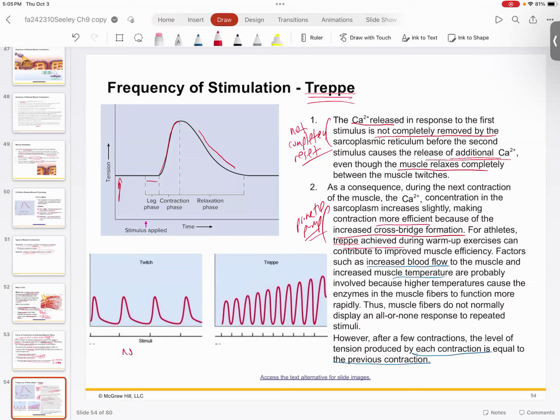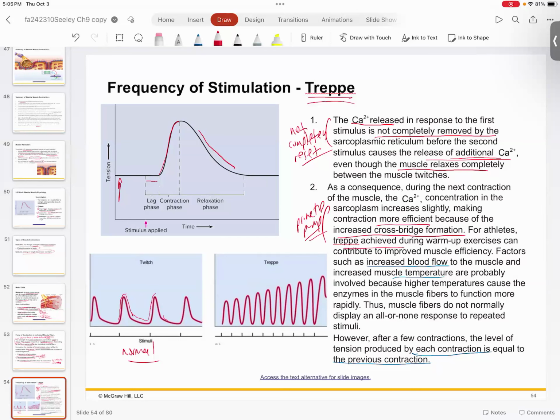This is a normal twitch curve. So you have your contraction followed by your relaxation. Then you come down to rest and reset yourself, and you do another contraction, another relaxation.